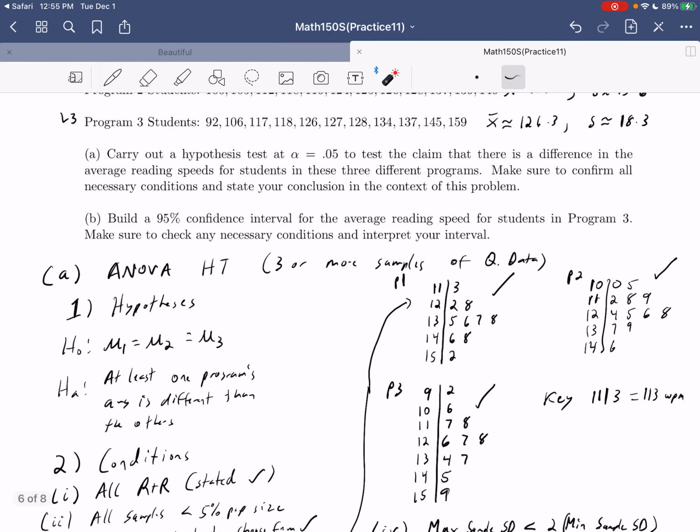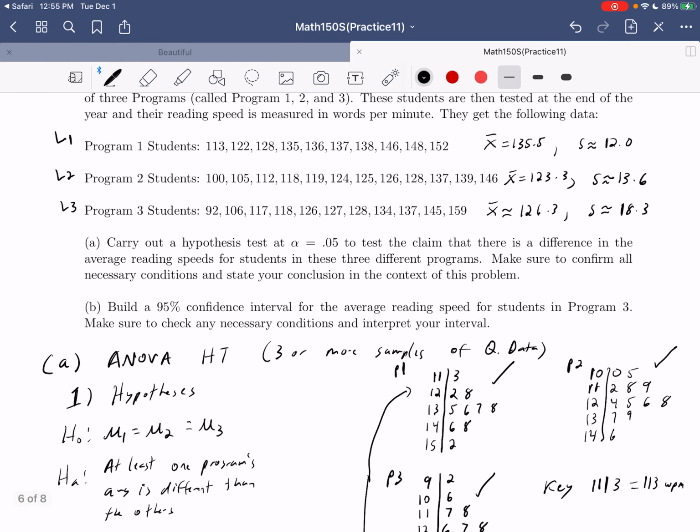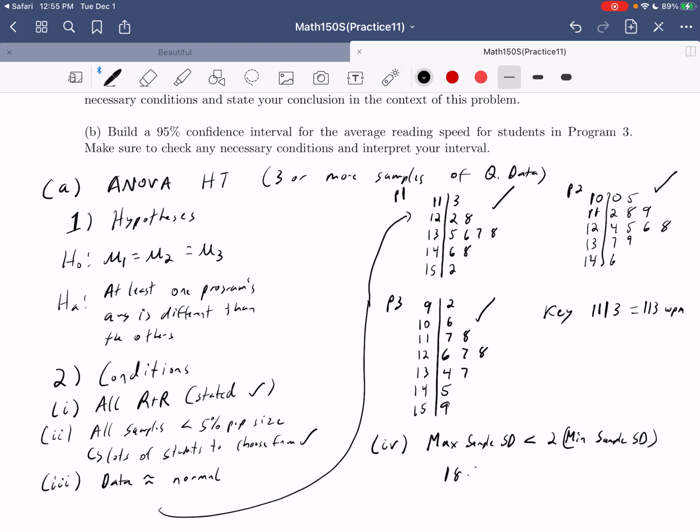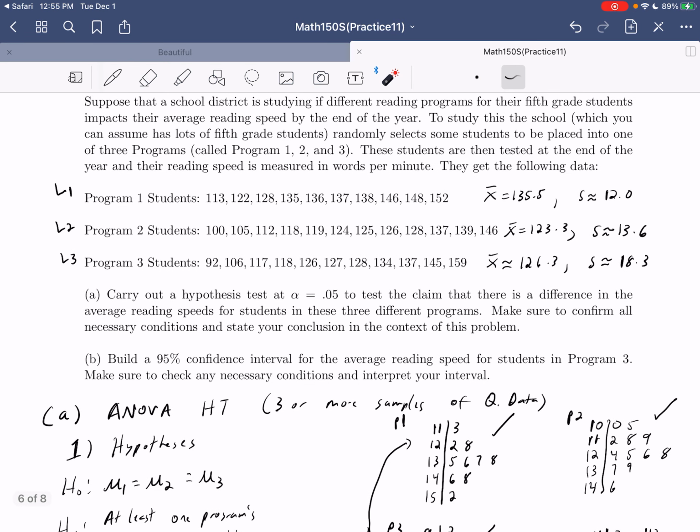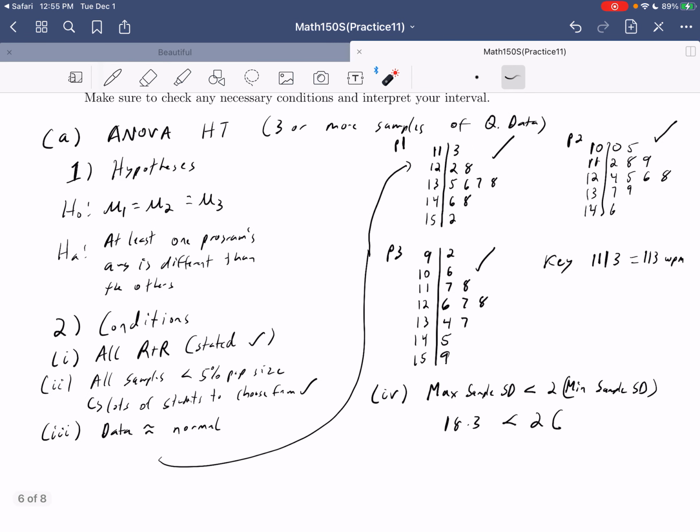So what was the maximum one? Well, looking back up here, it was 18.3. So we just want to check, is 18.3 really less than 2 times the minimum? Which one had the minimum? Well, it was program 1, that 12.0. So let's put that 12.0 there. And if we check that on our calculator, 2 times 12.0, we should get 24 there. Is that a true statement? 18.3 less than 24? Yep, we are all good. So condition 4 is also satisfied. Remember, out of all the hypothesis tests you have learned, only the ANOVA test has 4 conditions. Everything else just has 3.